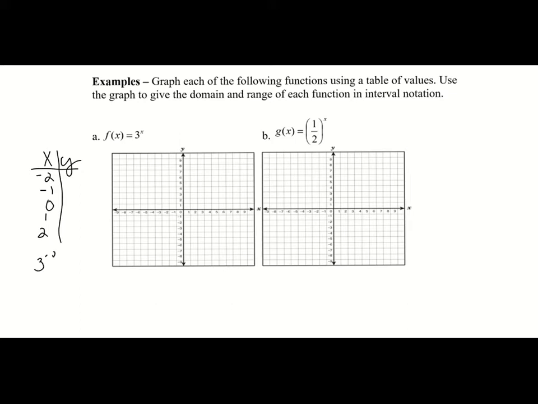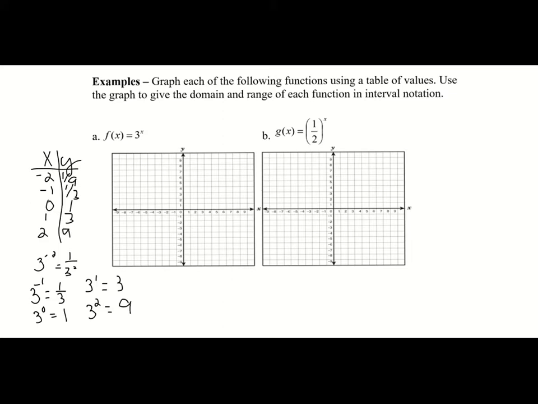3 to the negative second power. If we recall, that would be 1 over 3 to the second, and that is going to give me 1/9, which we can't graph exactly, but we can estimate it. 3 to the negative first power would be 1 over 3 to the first, or 1/3. 3 to the 0 power, anything to the 0 power always equals a 1. 3 to the first power is going to equal 3. And then 3 to the second power is 3 times 3, or 9.